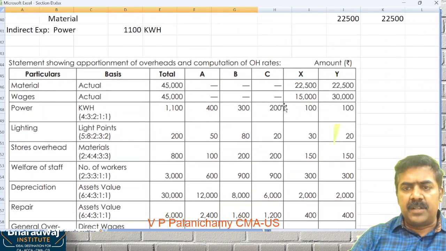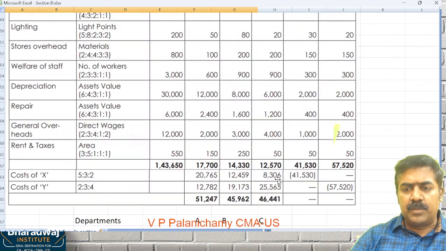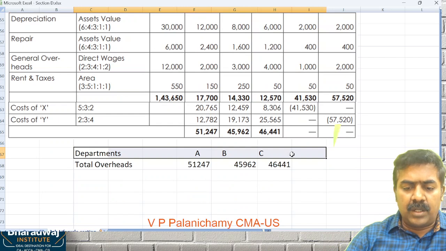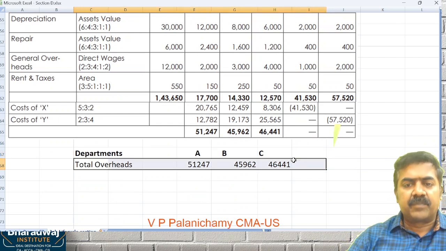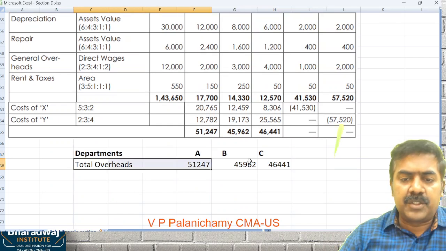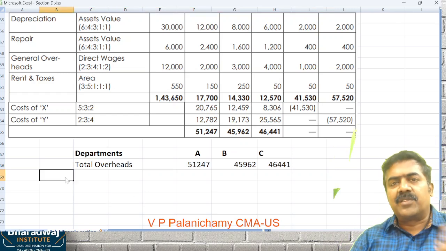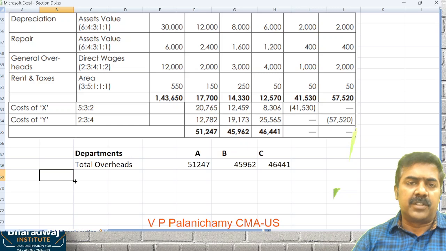We have done primary distribution. We have done secondary distribution where service department expenses are reapportioned to which department? Production department, where we get the total overheads of the production departments. Now, what should we do with total overheads? Now, this overheads will be absorbed whenever you come with a production order.